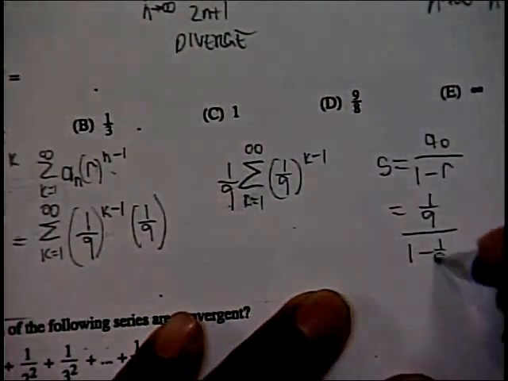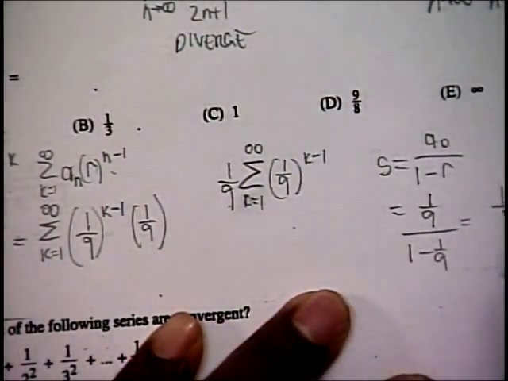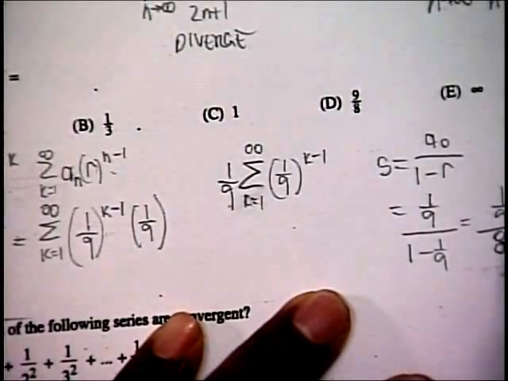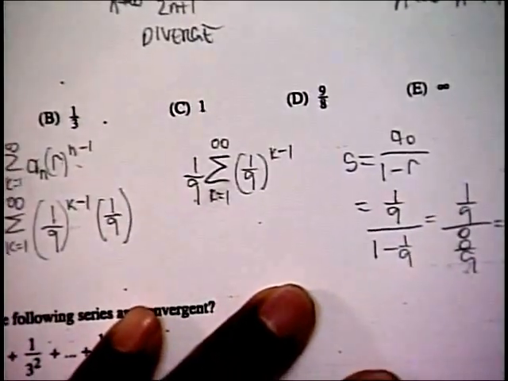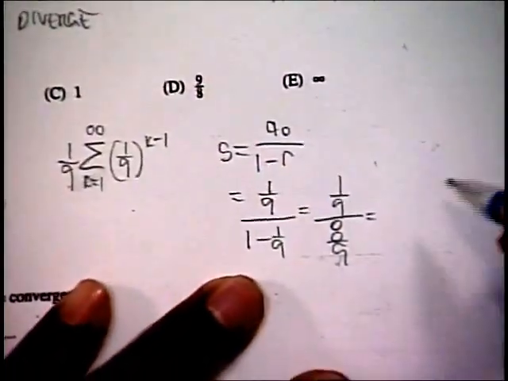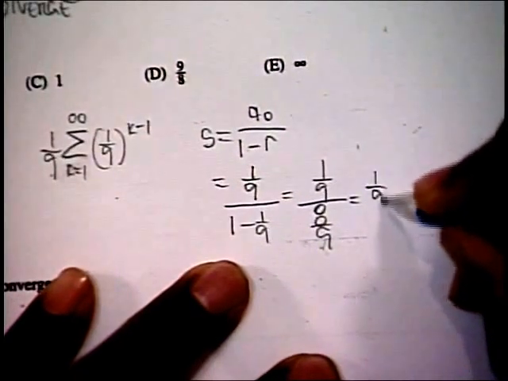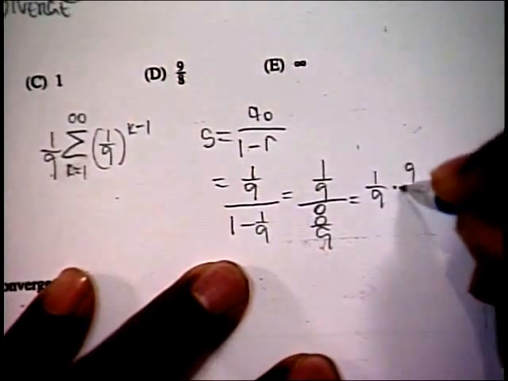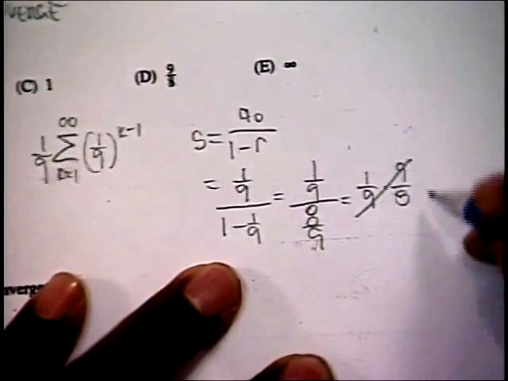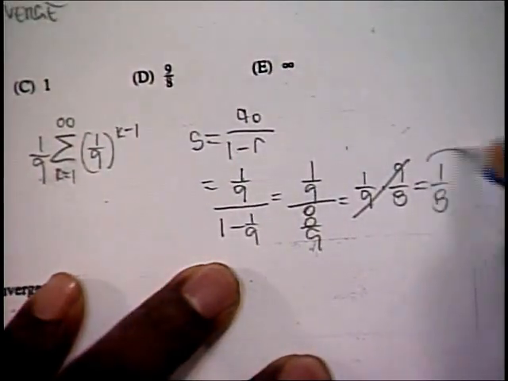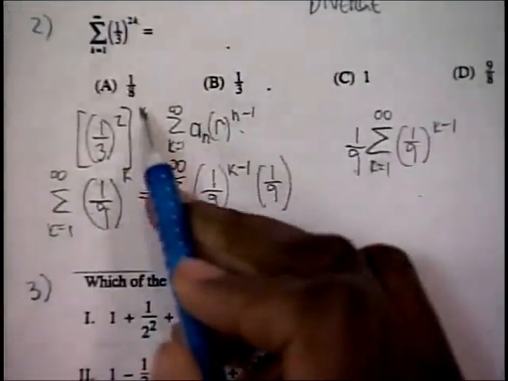And now you just do a little algebra. I'm sorry, I just cut off there. Forgive me. 1/9 times 9/8. The 9's cancel, and you get 1/8. Final answer. So you choose A here. These are AP exam-like problems. So the final answer would be A there.